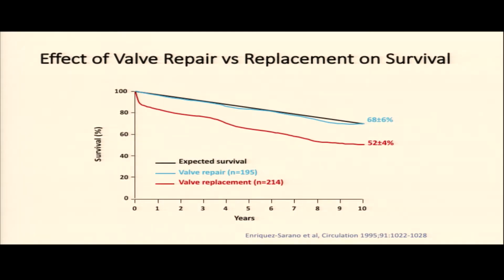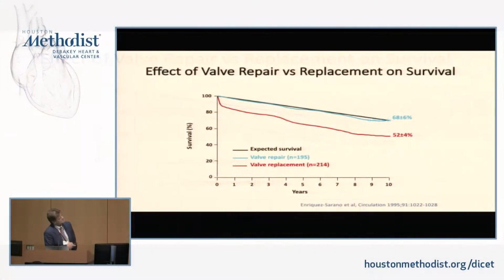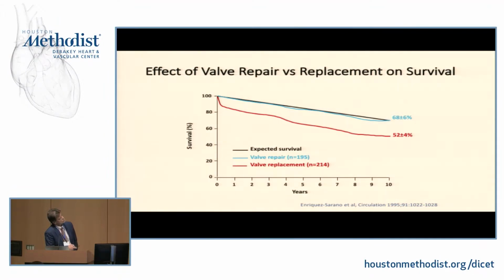Now, if you go back to Serrano's paper, the thing about repair is that repair, in the light blue, restores your longevity to the line it should be on if you'd never had any problem with your mitral valve. This is your actuarial survival. There are very few things in surgery that restore you to the same survival you would have had if you'd never had a disease. CABG certainly doesn't do that. Mitral valve repair does. With replacement, though, you have an earlier operative mortality, and then the curves still diverge, so repair is much better than replacement.